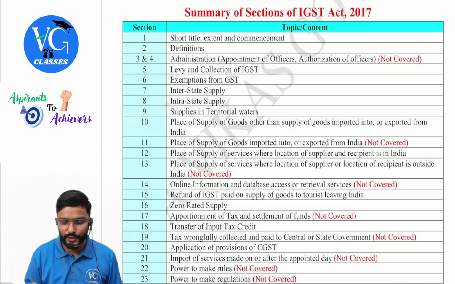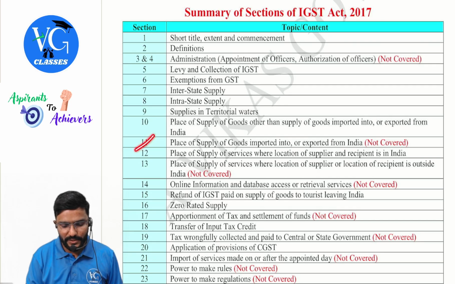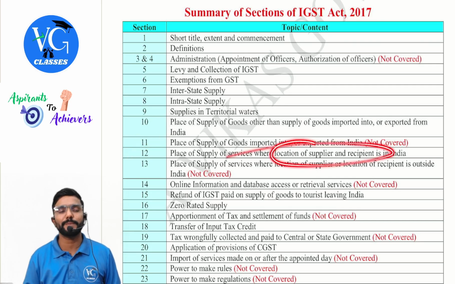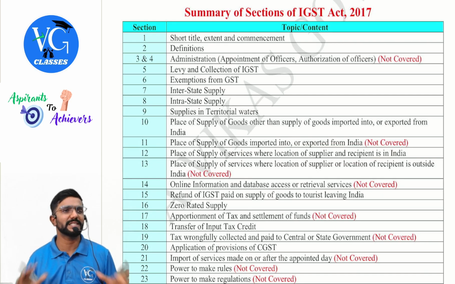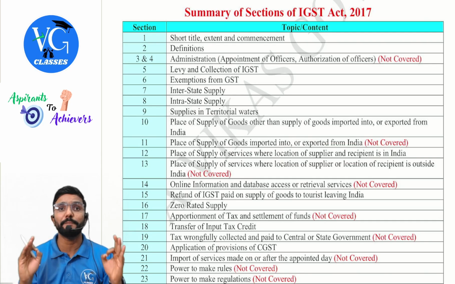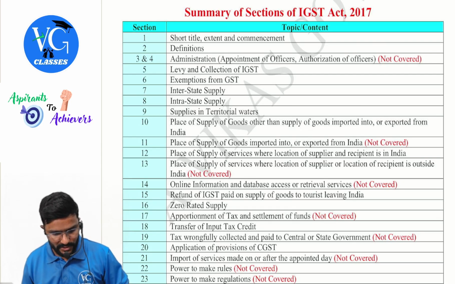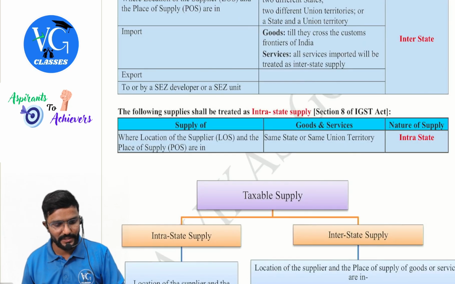So we'll first understand intra, inter, as well as supply in territorial waters. Then place of supply of goods only if it is within India, that is not import or export. Import and export is not a part of your syllabus. Then place of supply of services where both the location of supplier and recipient are in India, guys. These are the only sections which we'll be covering in this chapter. All sections we will be covering are part of the IGST Act. I just wanted you guys to know about it, so that is why I came back and explained that. Okay, now let us proceed further, guys.